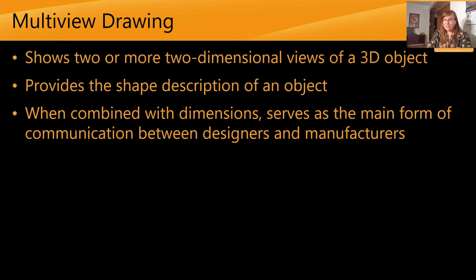All right, now that you had that little teaser on multi-views, we're going to dive into that concept. So multi-views show two or more 2D views of a 3D object. So again, it's a way to think about a 3D object in 2D, but by showing simultaneous views of the object. These are going to provide the shape and description of an object. And if we add dimensions, these are usually what we're going to be giving as engineers to manufacturers. So basically, this is how we communicate. Multi-views are how we communicate our designs that we make to the people who are going to be fabricating them, if it's not ourselves.